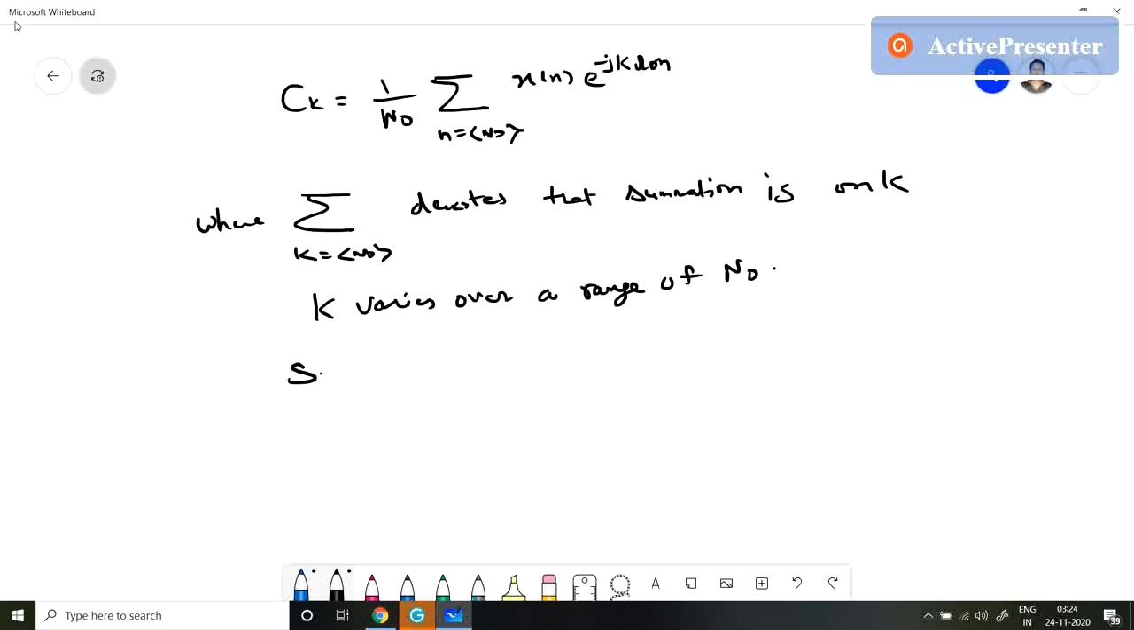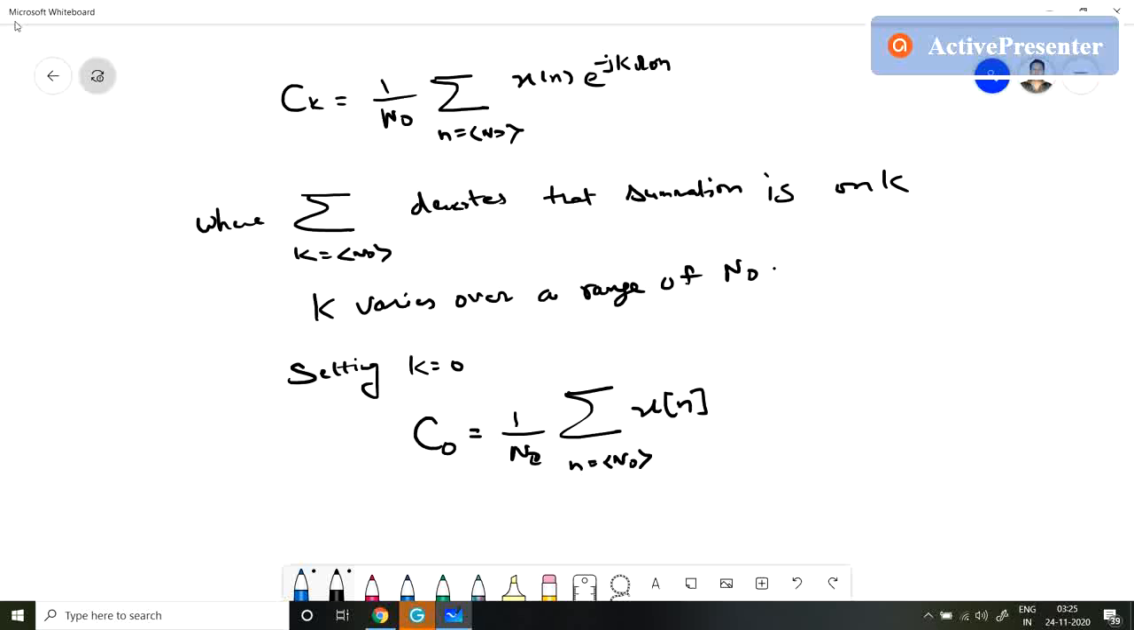Now setting k equal to 0, what we will get is C naught equals 1 divided by N naught, summation over n equals N naught of x[n]. That is C naught.